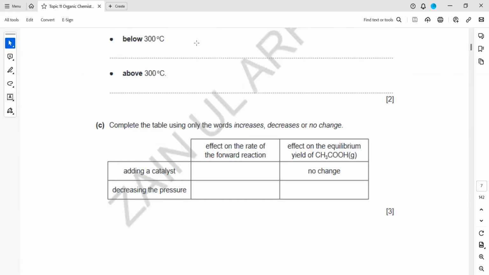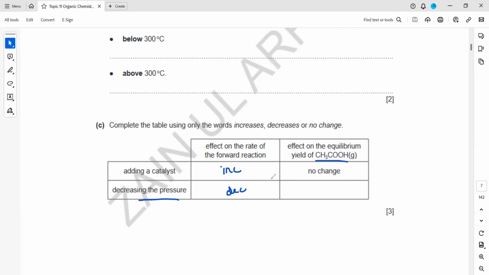But what is the effect on rate? If we increase the pressure, rate will increase. If we decrease the pressure, rate will decrease. Because if we increase pressure, particles are closer, more collisions. Decrease pressure, fewer particles, so fewer collisions. Now the effect on the equilibrium yield.